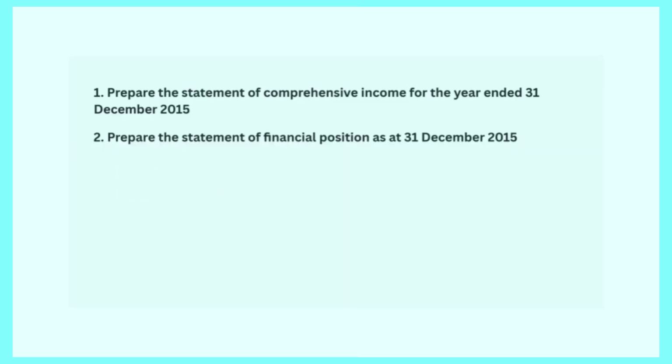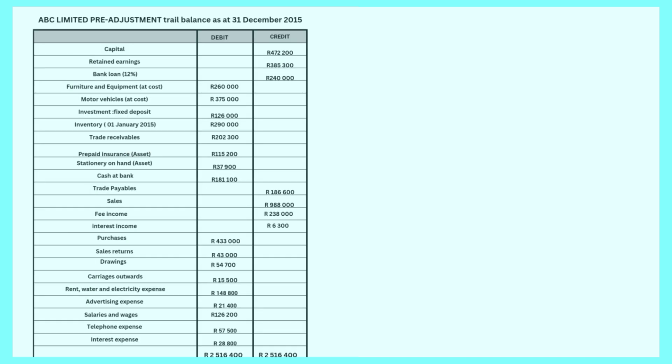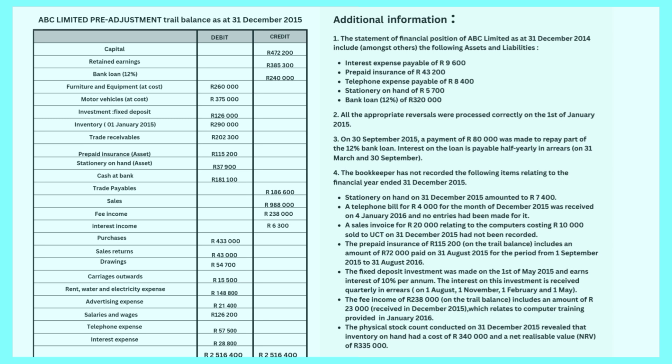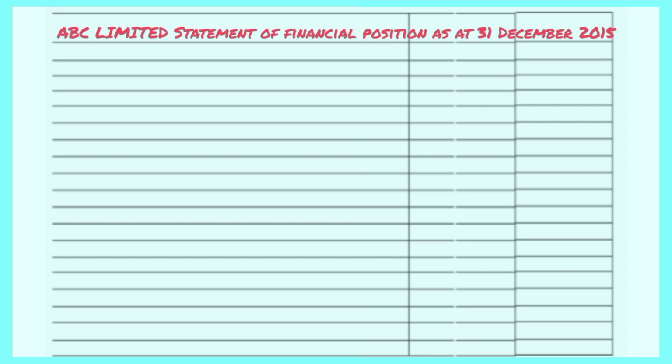For statement of financial position, we are going to use the same information. We are doing required number 2. Here we are required to prepare the statement of financial position as at 31st December 2015. We will be looking here on the trial balance in conjunction with additional information. The very first thing you do, you write down the name of the company and state which year you are preparing for. As usual, we start with assets.